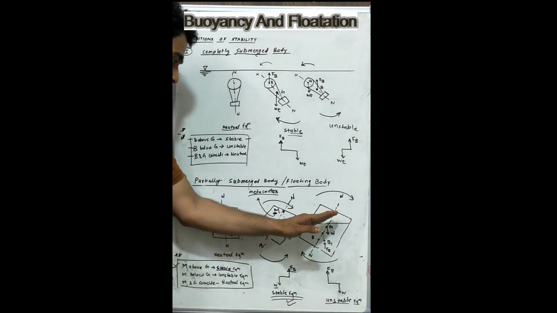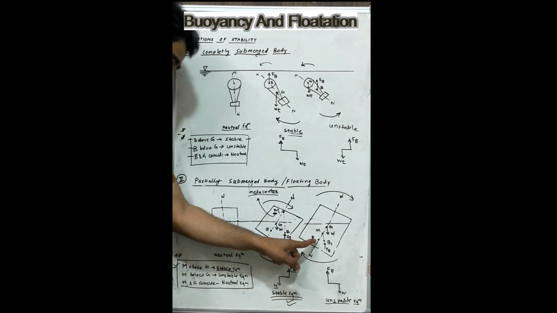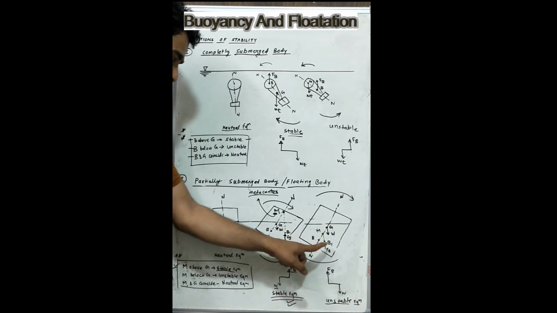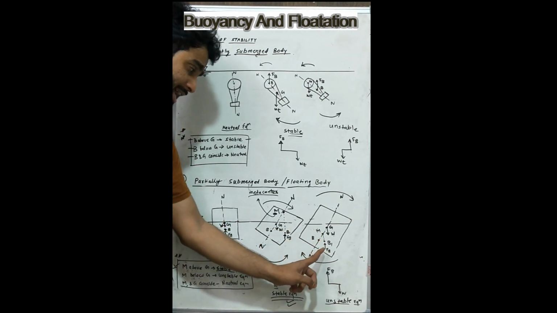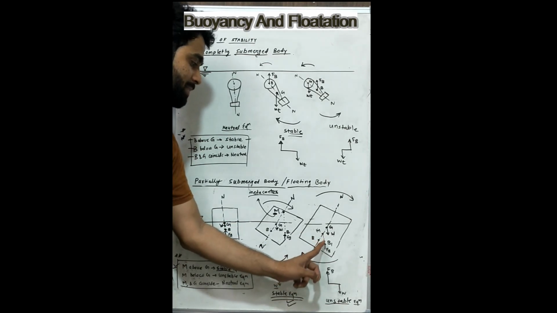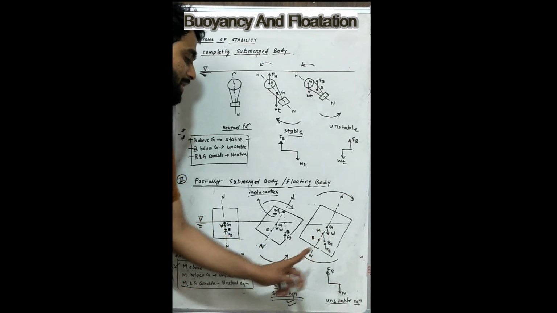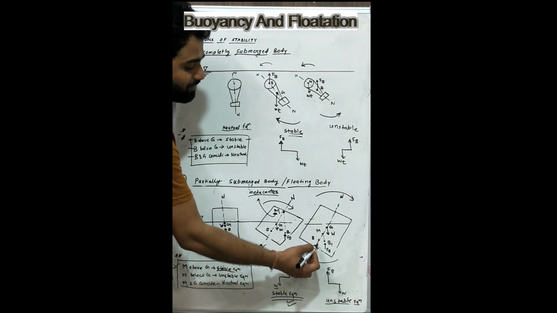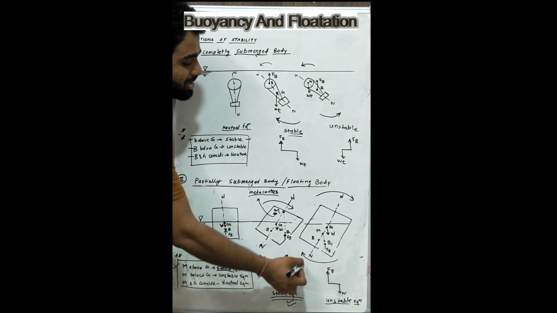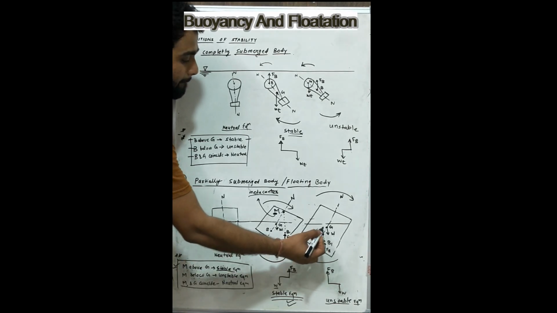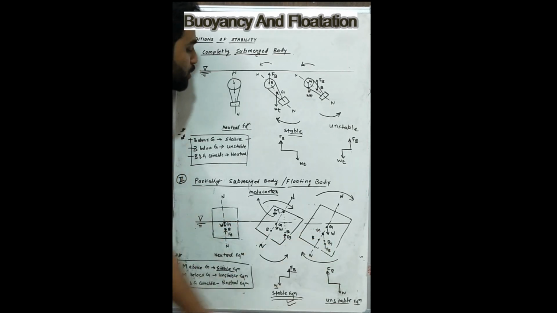Now in the second case, see again what happens. Again we are giving the disturbing couple to this body, but G doesn't change its position because G remains the same, but B changes from B to B1. Now again the new line of action of the buoyancy force is this, and B1 is the new center of buoyancy where the buoyancy force is acting. The metacenter here is again the point of intersection of the normal axis of the body with the new line of action of the buoyancy force. This point is the metacenter. Now in this case, the metacenter lies below the center of gravity.